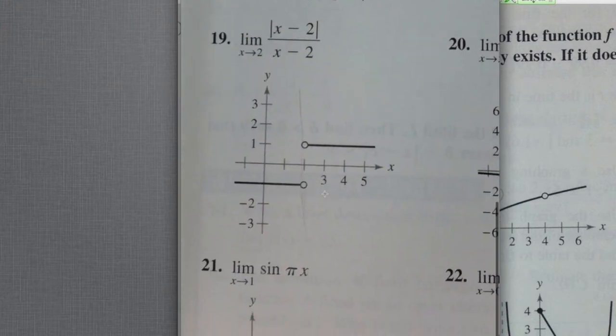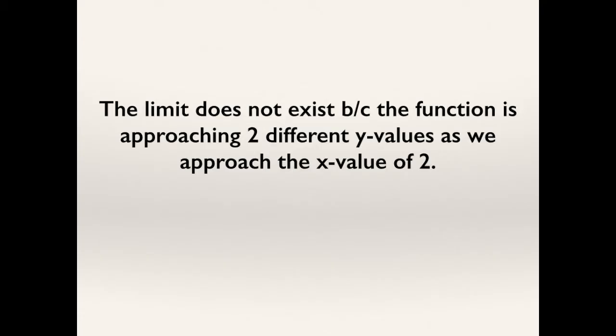All right, what about 19? My limit as x approaches 2. There's no limit. The limit does not exist. Okay, why does it not exist? They're not going to the same point. I'm approaching 2 different y values as I approach from the left and from the right.